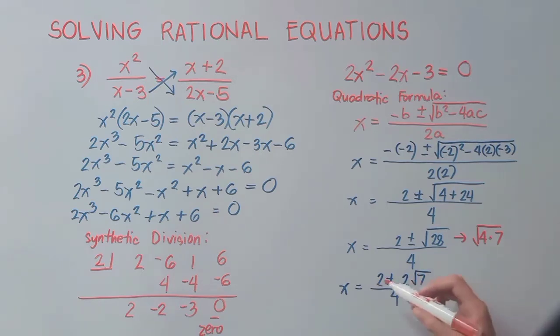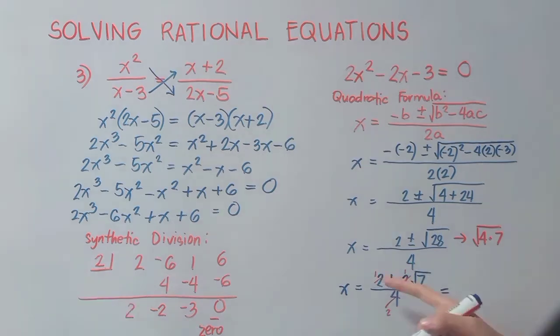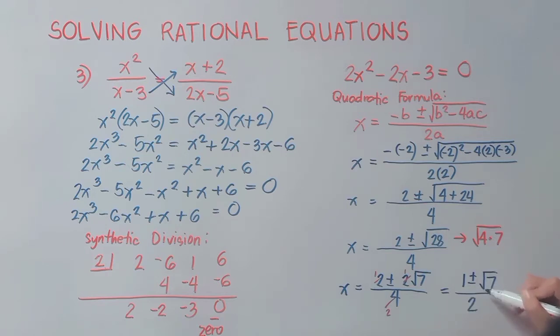Since there is a common factor, which is 2, we can divide everything by 2 here. So 4 divided by 2 is 2, and 2 divided by 2 is 1. So our final answer here is 1 plus or minus the square root of 7, all over 2.